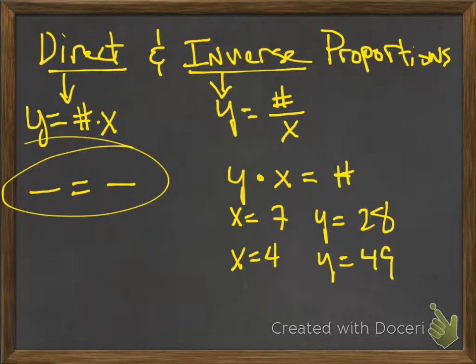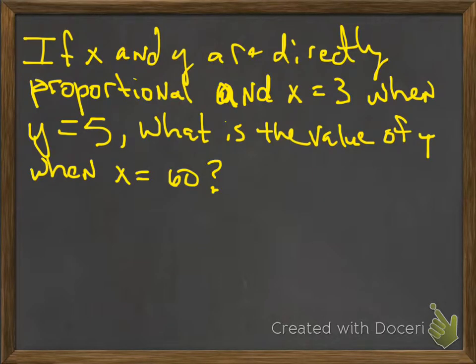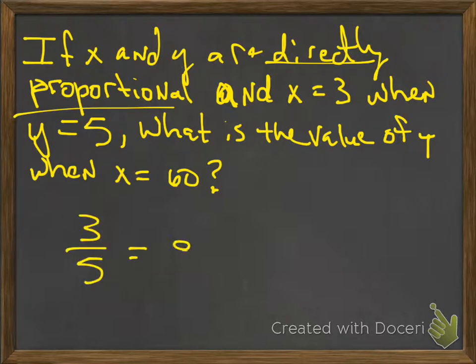For example, let's do another thing here. Take an example. If x and y are directly proportional and x is equal to 3 when y is equal to 5, what is the value of y when x is equal to 60? Now, this is something as simple as saying that, because it's directly proportional, I could say 3 over 5 is equal to 60 over y. And that would give me 3y is equal to 300.